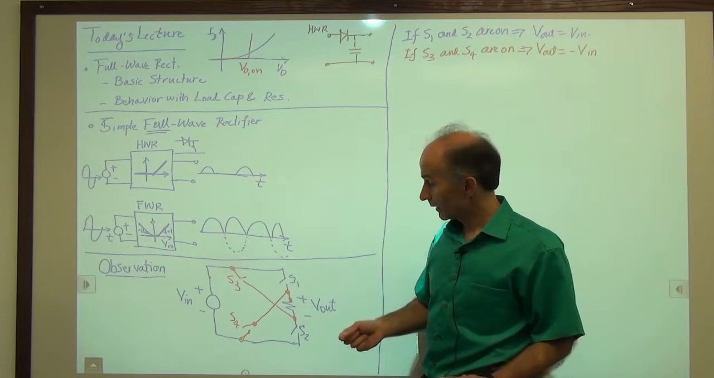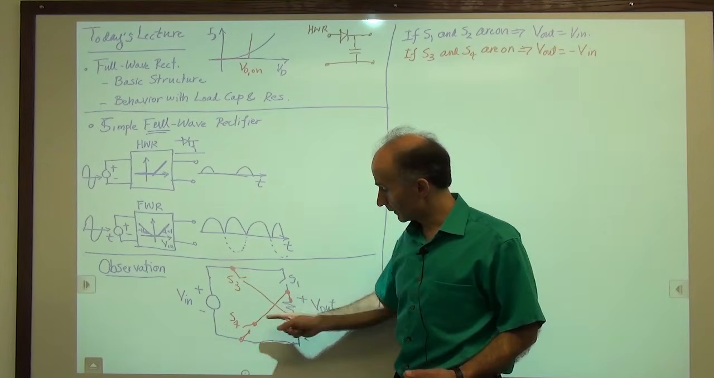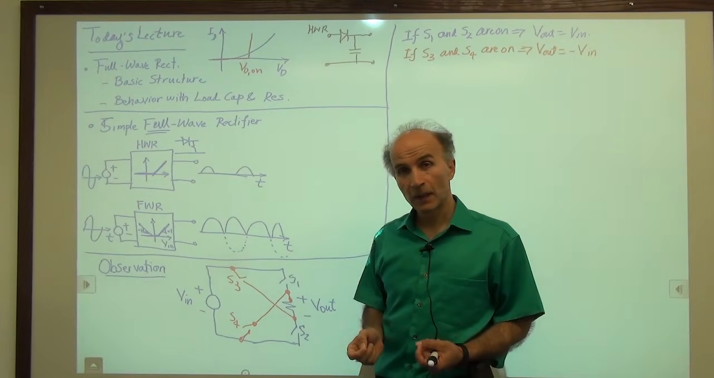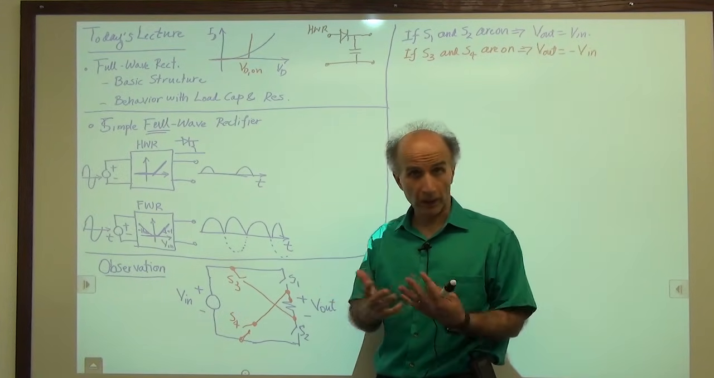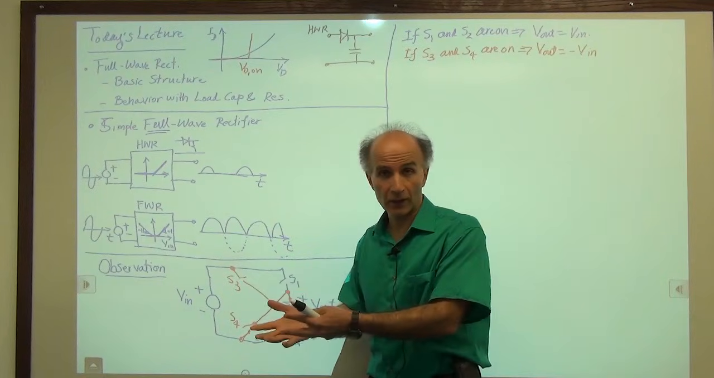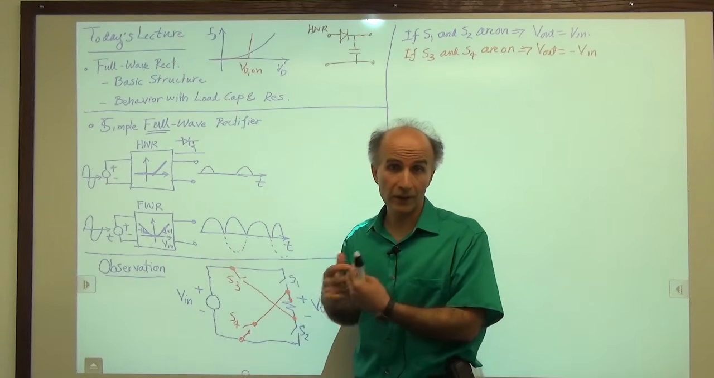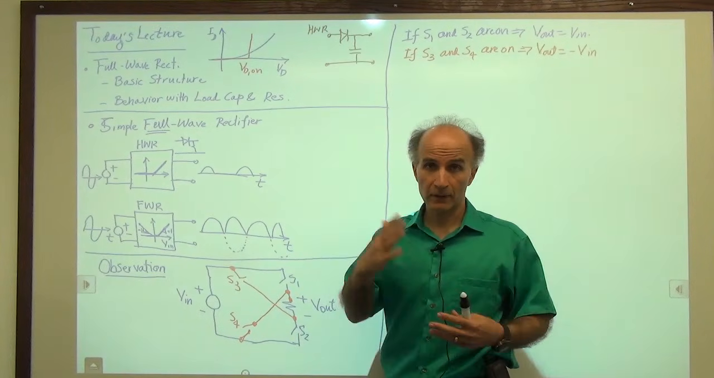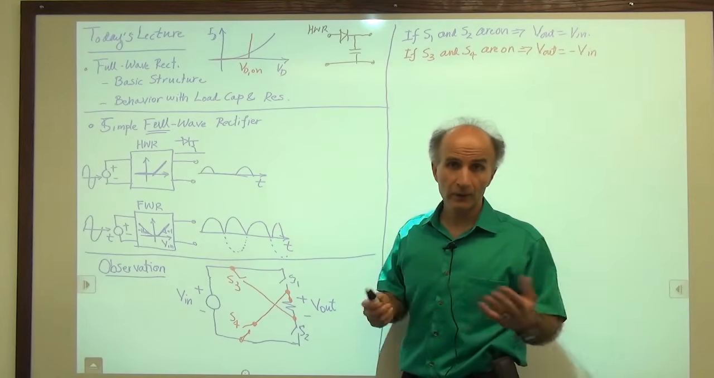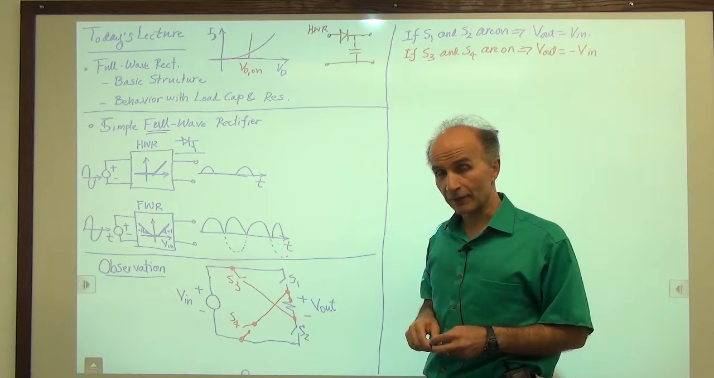So the question is, what do we use to build these switches? And maybe diodes. Diodes can operate as switches. When a diode is on, it lets the current go through. So that's like a switch that is on. And when it's off, it stops. It is an open circuit. So that looks like a switch that is turned off.